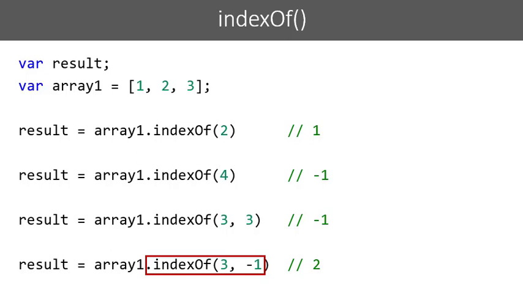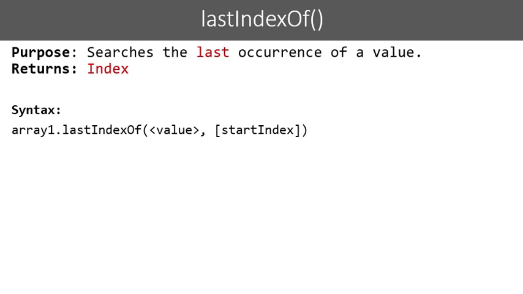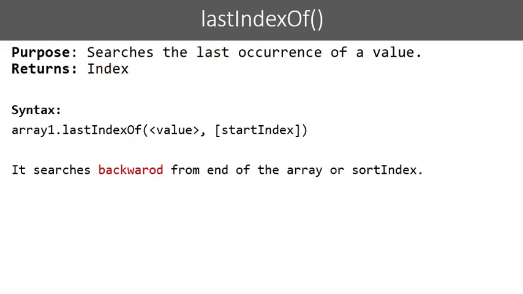So it returns 2. The lastIndexOf is another method similar to the indexOf method, except that it searches for the last occurrence of a value in the array. It searches backwards from the end of the array or from the start index. The start index is optional.